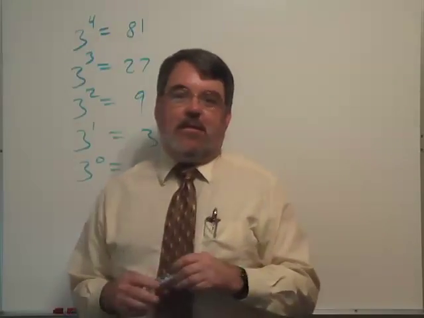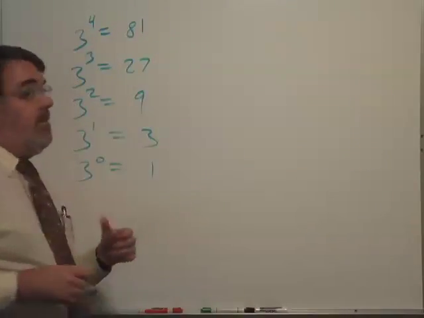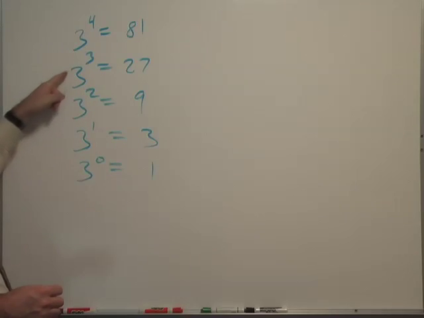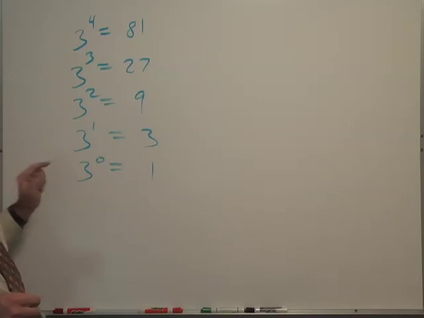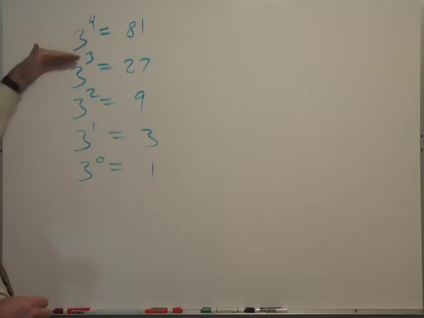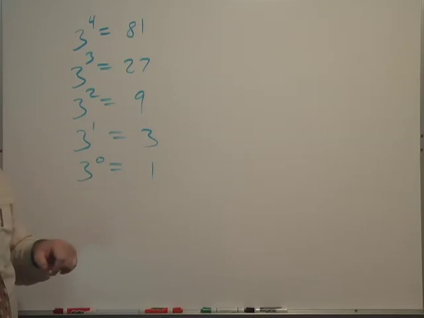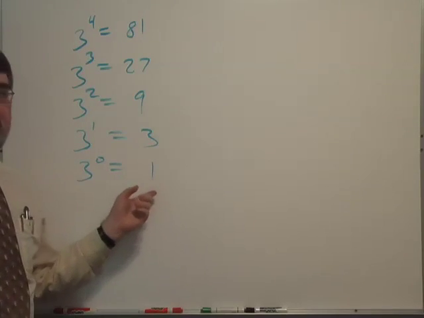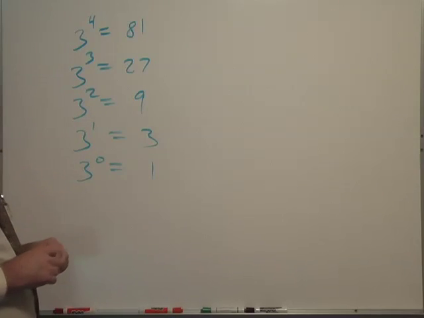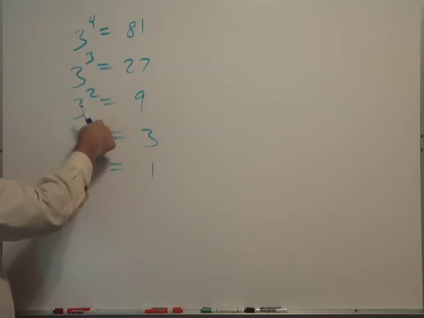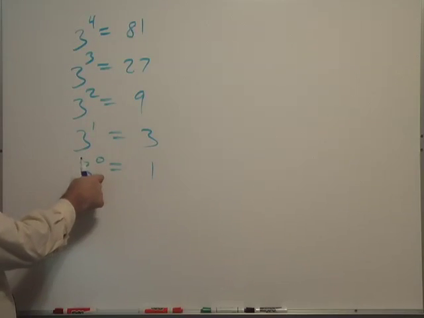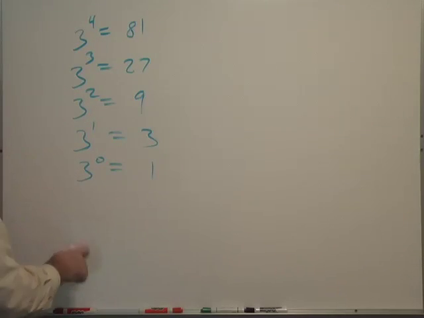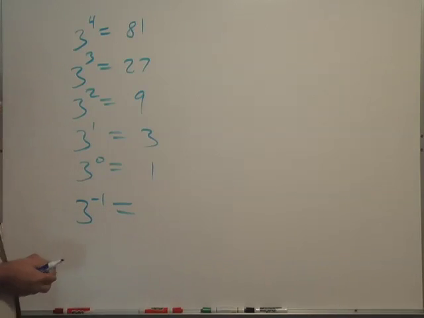In the last video, we looked at this pattern using 3 as our base: 3 to the 4th, 3 to the 3rd, 3 squared, 3 to the 1st, 3 to the 0 power. And we used this pattern to justify that a number raised to 0 ought to be 1. Well, if we continue this pattern by reducing my exponents, 4, 3, 2, 1, 0, now we're going to go to negative 1, aren't we? 3 to the minus 1 is what?